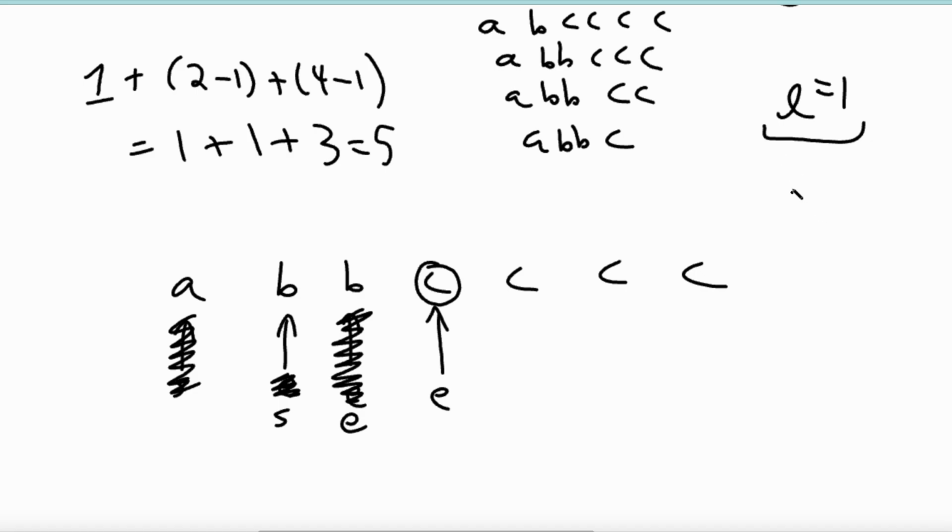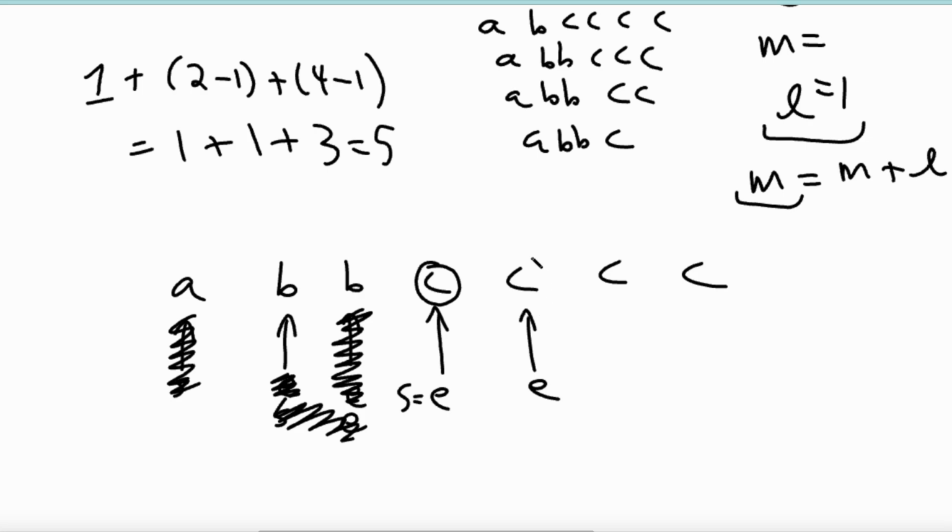The length no longer gets updated, and we simply add that to a global variable m that keeps track of the total number of potential outcomes. So we add that to m, and we update s so that s is equal to the end, and then the end gets incremented up by 1.